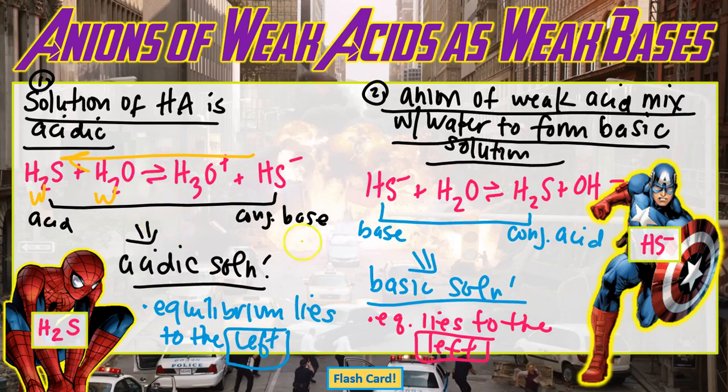Now, what if we took the conjugate base, HS minus, Captain America, and mixed it with water? What would happen? When we take our conjugate base here and mix it with water, we're going to form H2S and also OH minus. And so the contribution of OH minus is coming from the HS minus here. We get a basic solution again because we're dealing with something that's weaker here versus stronger on this side. And so our equilibrium is going to move towards the left. That means we're going to have more HS minus, Captain America, and that means we can have more OH minus in solution, and therefore we're dealing with a basic solution here, folks.